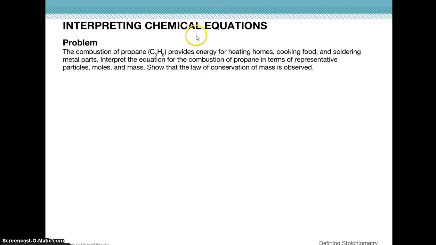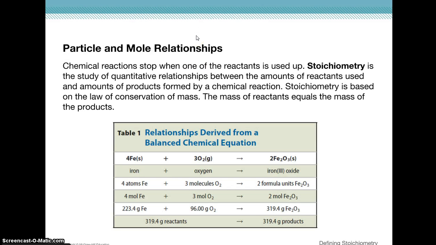Alright guys, we are going to start a new unit, Unit 10, and it has to do with something called stoichiometry. Basically we're going to be taking all of these mole ideas that we've been working with and relating them to balanced equations. The definition of stoichiometry is the study of quantitative relationships between the amounts of reactants used and amounts of products formed by a chemical reaction.